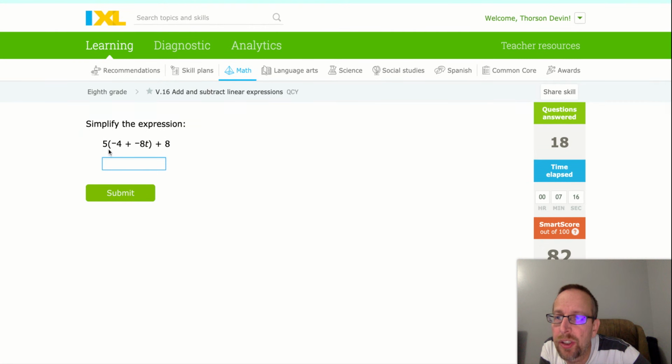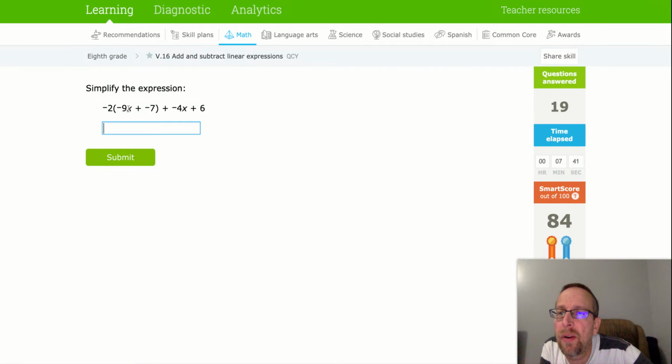Here we got to do a little distributing. 5 times the negative 4 will be negative 20. 5 times the negative 8 will be negative 40. This doesn't have a t, so there's only the one term with a t. After I times it by 5, it's a negative 40t. And then I have the negative 20 plus 8. So be careful here. Negative 20 plus 8 would be a negative 12 or minus 12.